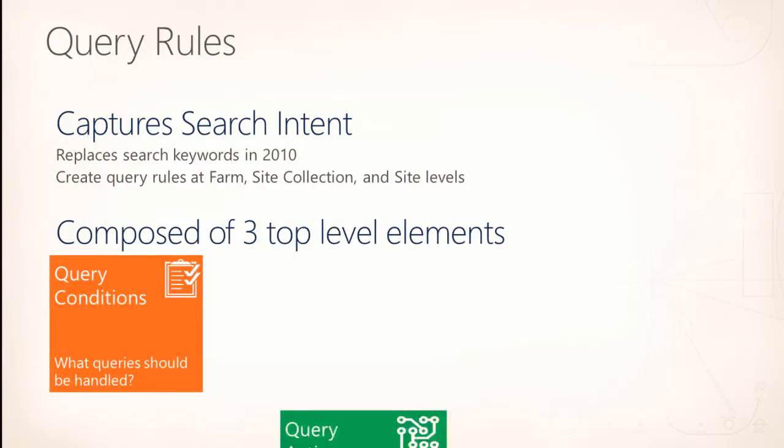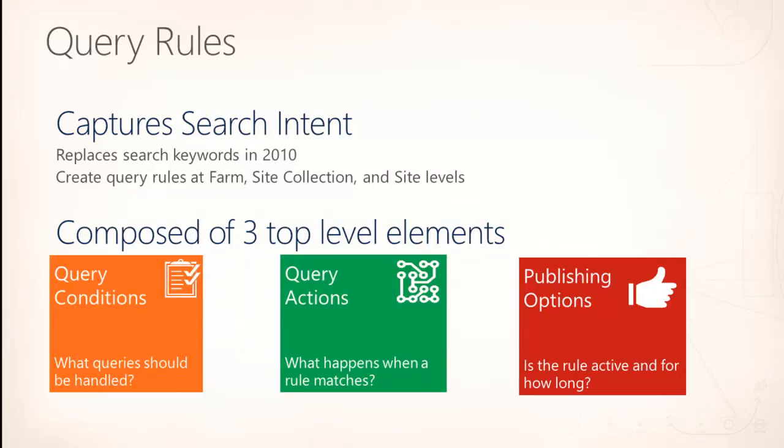There are actually three components to query rules. And also, I should mention that query rules replace search keywords from 2010. The first component of a query rule is actually to set the conditions when to trigger a rule. And that could be many different things. It could be segmentation with personalization. It could be a keyword or a term in your query text. Or it could be the client that executes that query that triggers that rule. Then, of course, when a rule is triggered, it performs some actions, typically by using these flows or flow providers that we just showed you. And lastly, we have something called publishing options, which I will come back to.